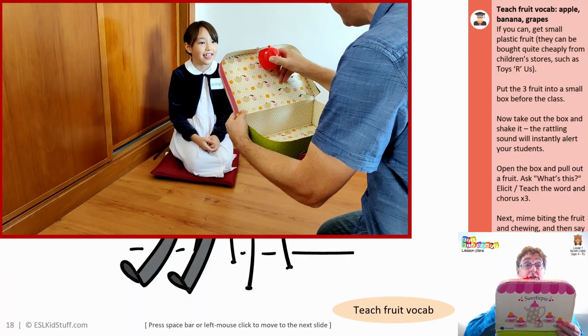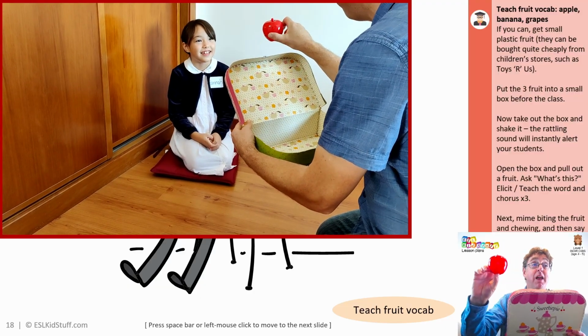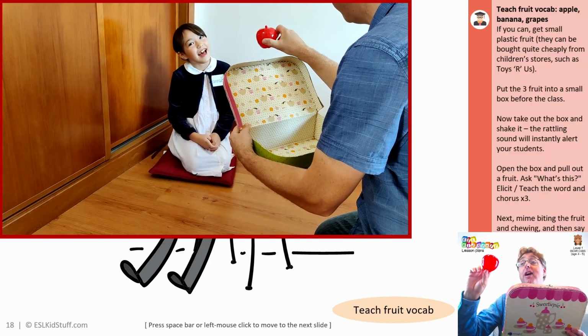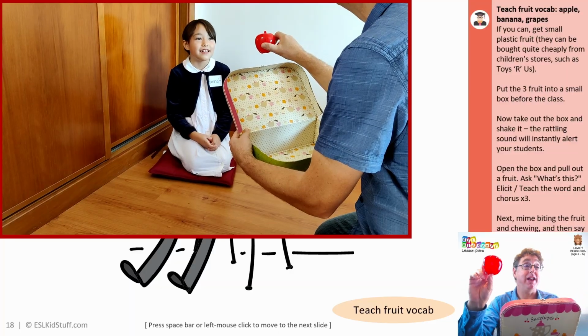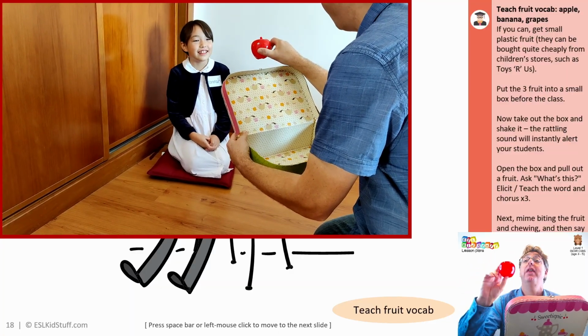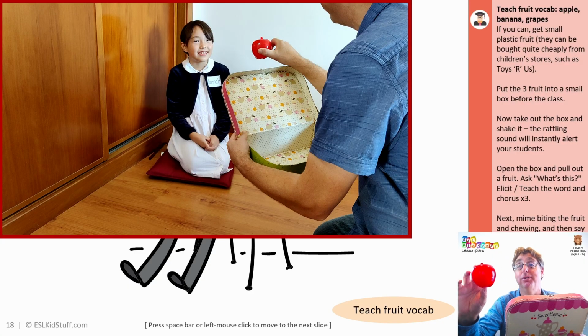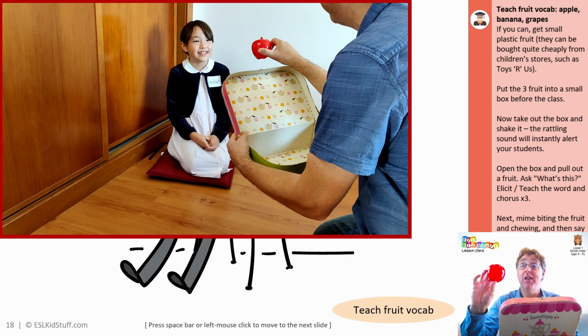What's this? Dun, dun, dun. And hold it up and try and elicit what it could be. Again, you'll probably get the answer in their own language. That's fine, but then teach it. Apple. It's an apple. What is it? Apple, apple, and chorus it 3 times. And you can have a bit of fun. You can mime chewing it. Nom, nom, nom.